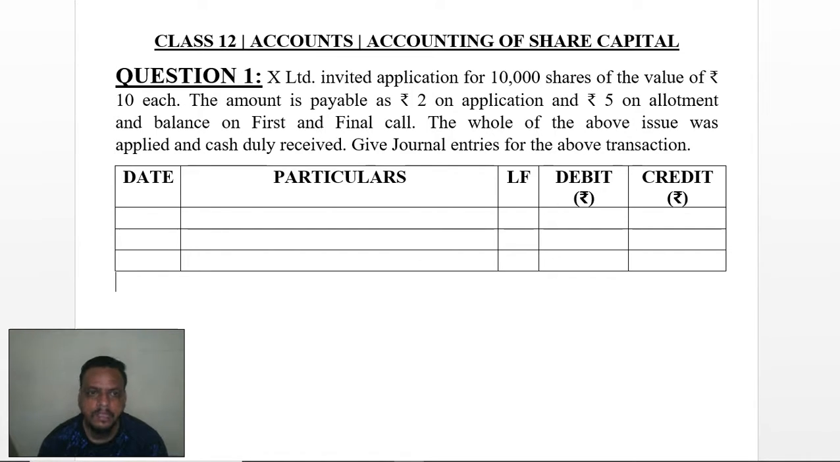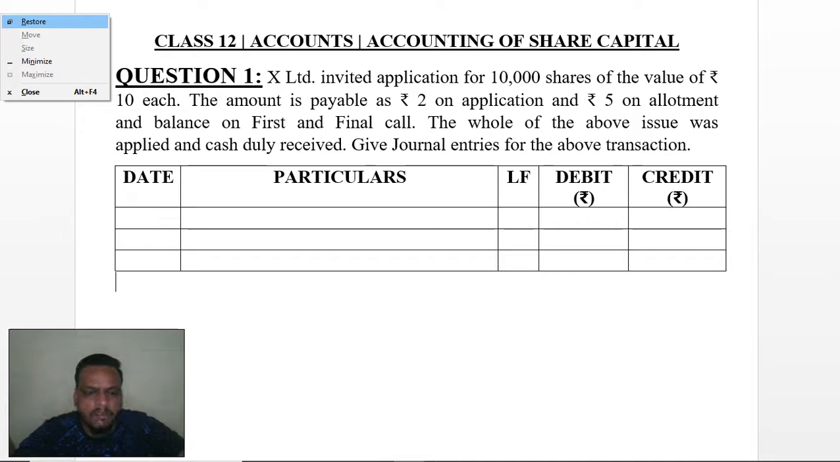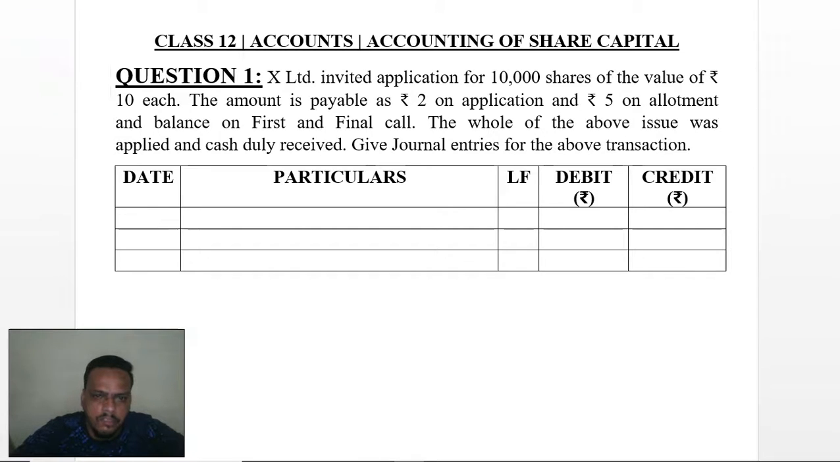Students, before entering any journal entry, do the plus, minus, whatever calculation you want in a working note. It's my method; different teachers have different methods. In this method, I always prepare a working note, and in the working note I calculate everything which is related to the topic.